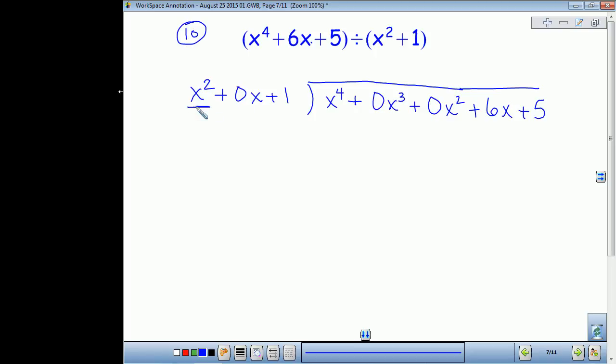Okay, same idea though. What do I multiply x squared by to get x to the 4th? X squared. So I'm going to line it up over where the x squared is. So if you didn't put in the 0, there would just be no place to line it up. Okay, so x squared times x squared is x to the 4th. X squared times 0 is nothing. X squared times 1 is 1x squared.